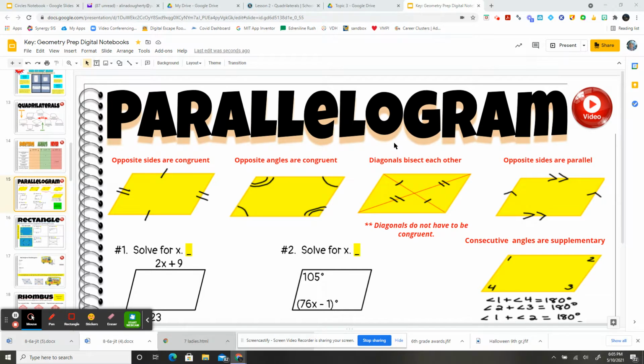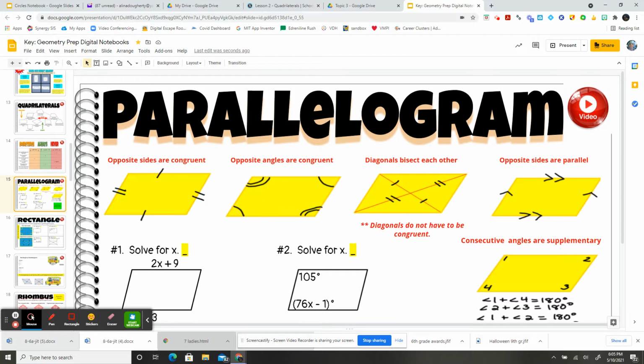So we've got some congruent markings here. Opposite sides are congruent. So let me get a pen. Opposite sides are congruent. That means this short side is equal to this short side, and this long side is congruent to this long side.